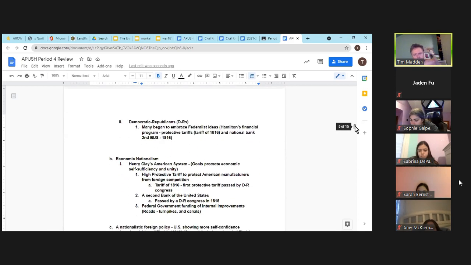Know this very well. Clay's American system fits into so many different essay questions. All right, an essay question on the era of good feelings, an essay question on the market revolution, an essay question on Jackson. All right, because the American system becomes the cornerstone of the Whig economic philosophy, right? When we see the second party system emerge in the 1830s, that's what they're embracing.